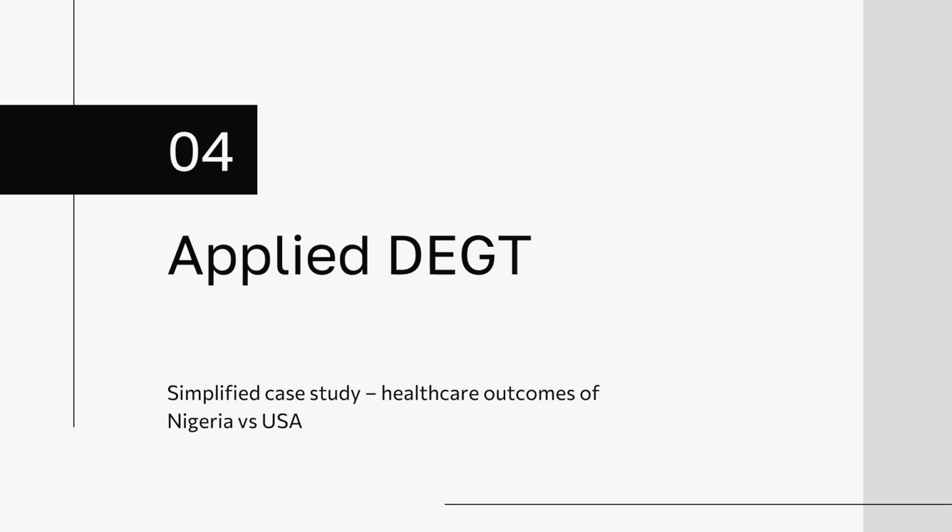Part 4, Applied Demographic Endogenous Growth Theory. Let's now look at a case study and show you how these demographic factors can explain differences in certain economic outcomes. In this specific instance, we're looking at healthcare outcomes between Nigeria and the USA.